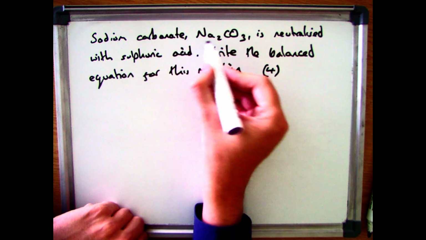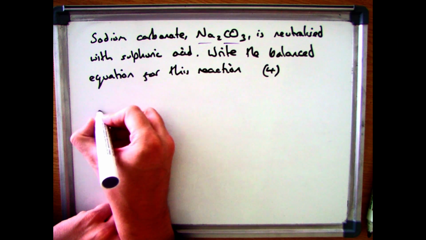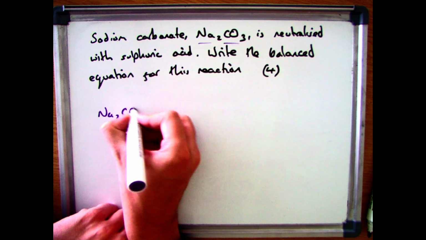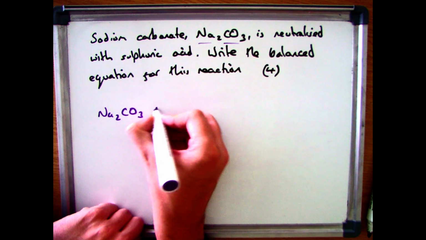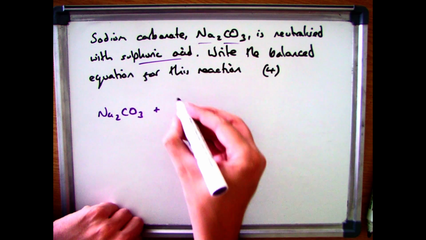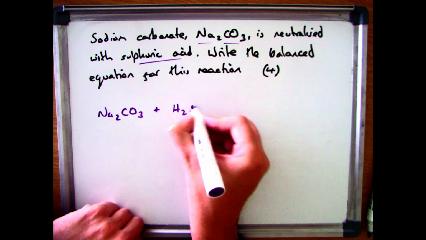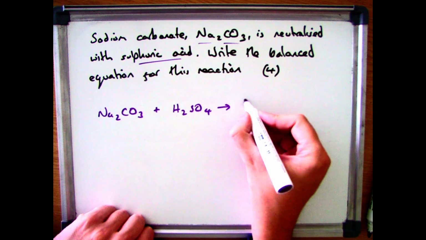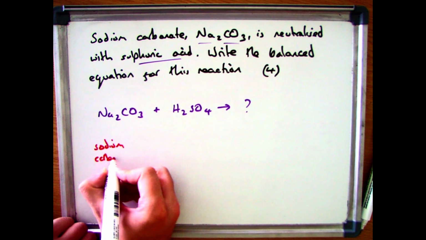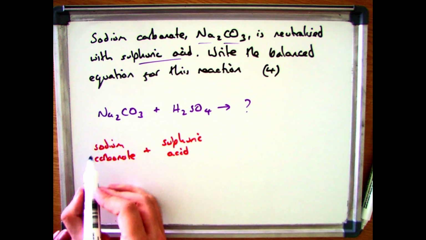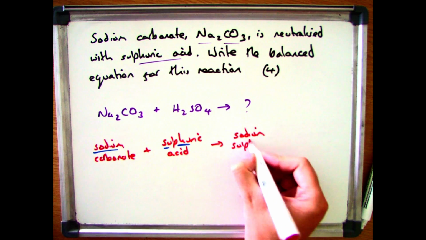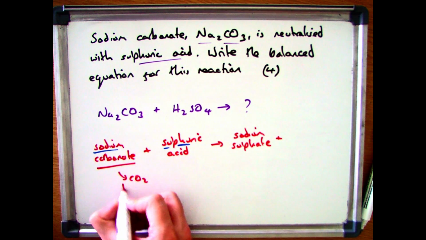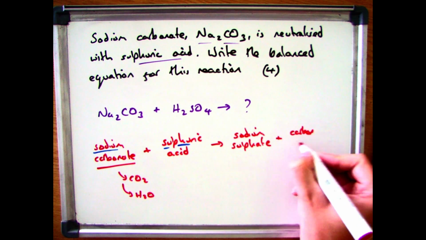Okay, one final example then. So this one says sodium carbonate, Na2CO3, is neutralized with sulphuric acid. Sulphuric acid, you'll remember, is H2SO4. Now that one, again, write the word equation. So sodium carbonate and sulphuric acid is going to give you sodium sulfate, and because I've got a carbonate, that's going to give me carbon dioxide and water.